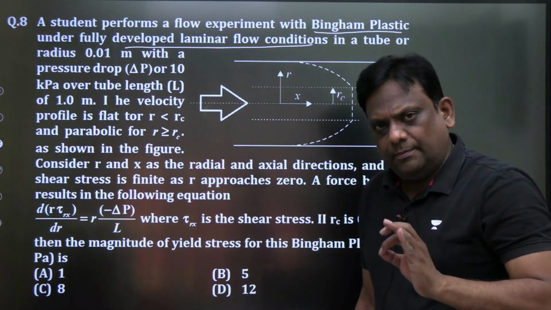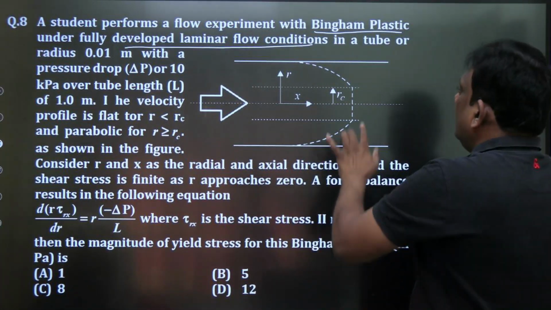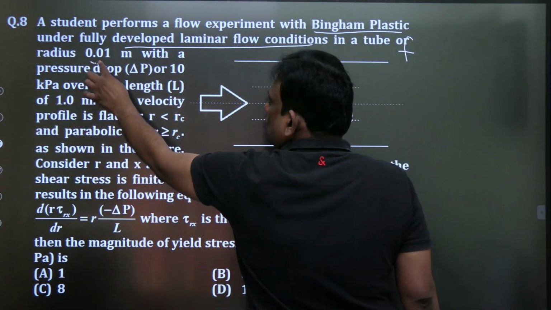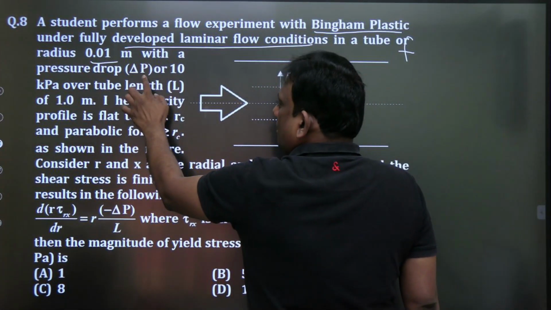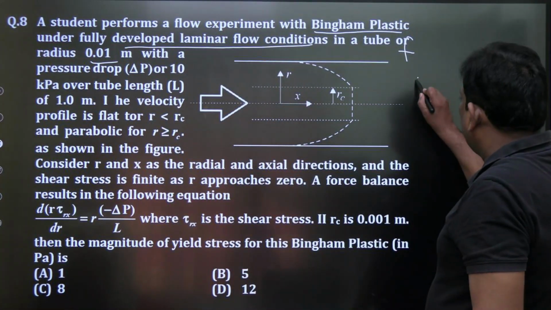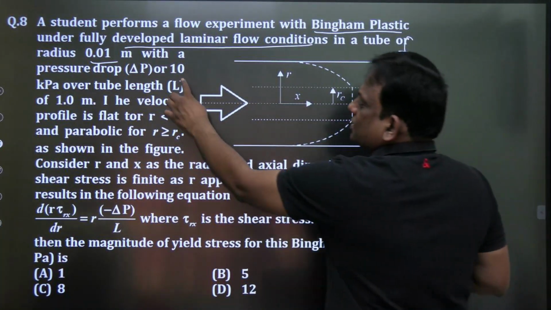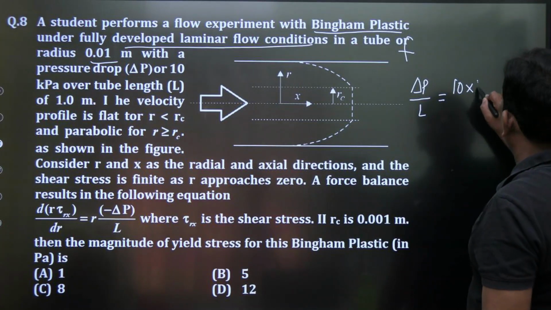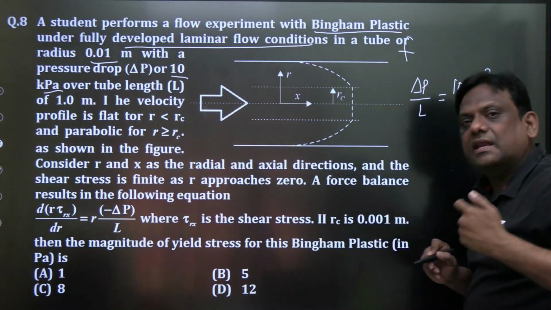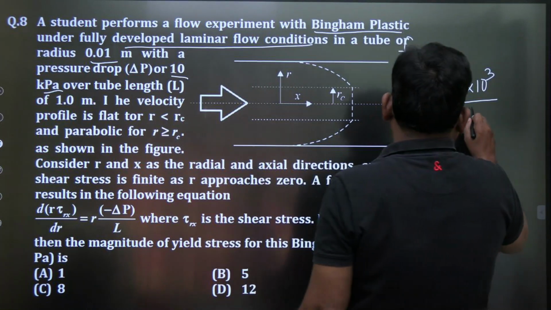Whenever the flow is fully developed, the pressure gradient dou p by dou x will be constant. In a tube of 0.01 meter radius with a pressure drop of 10 kilopascal over a length of 1 meter. So what is given? The pressure drop per unit length. Kilo means 10 power 3, so 10 kilopascal is 10 power 3 pascal, divided by the length of 1 meter.